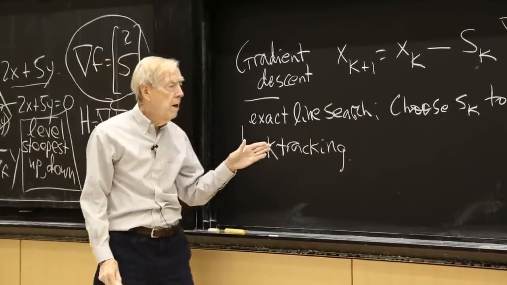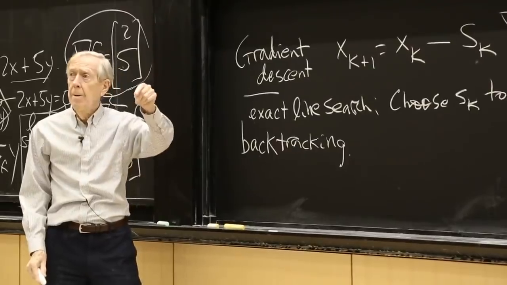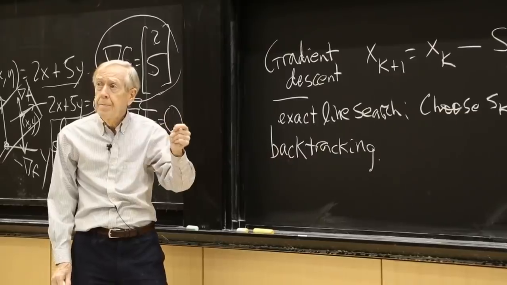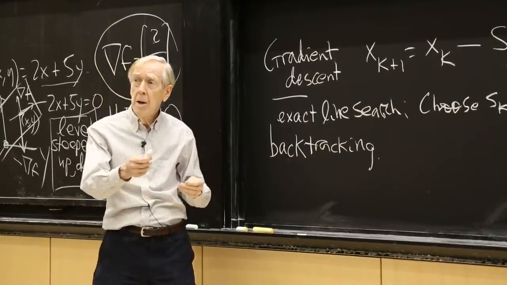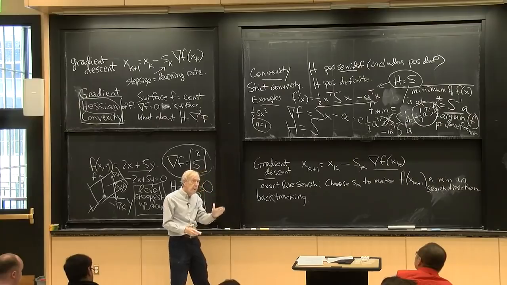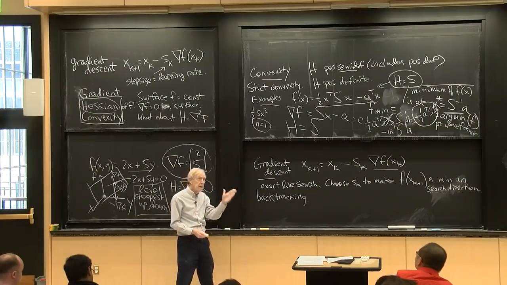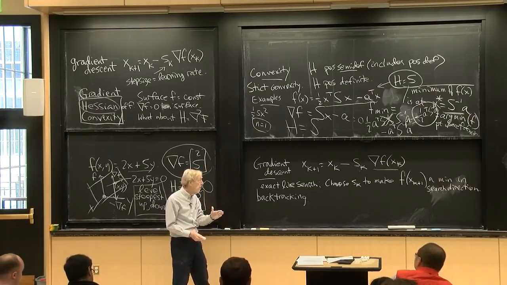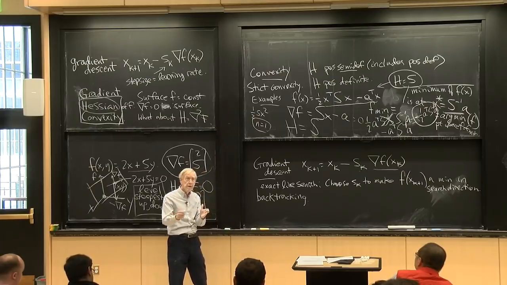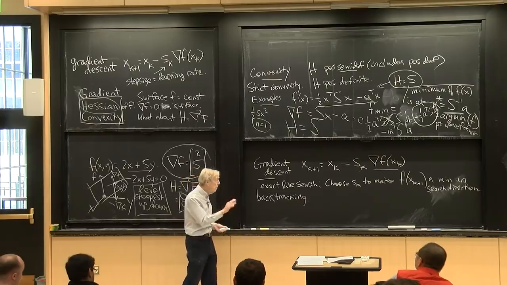Backtracking would be take a fixed S, like 1, and then be prepared to come backwards. Cut back by half, see what you get at that point. Cut back by half of that to a quarter of the original step, see what that is.